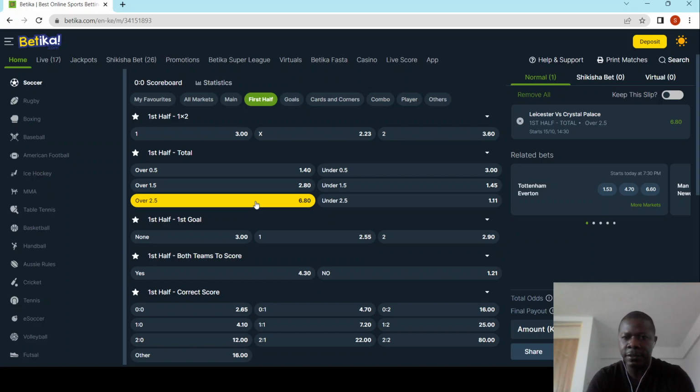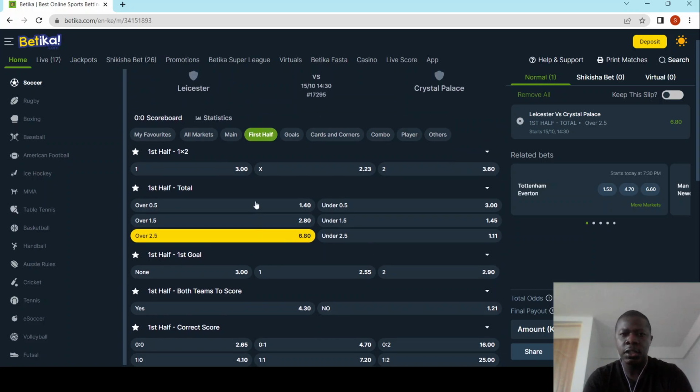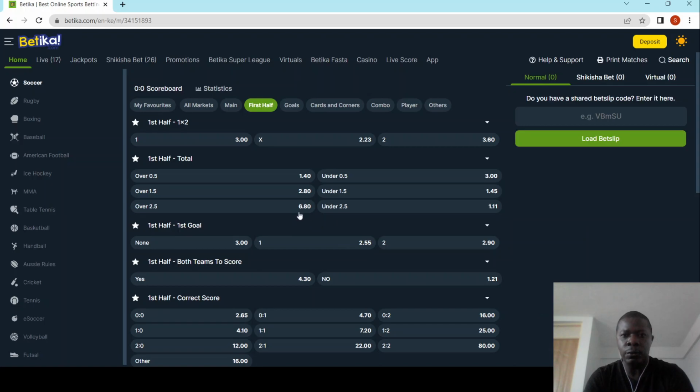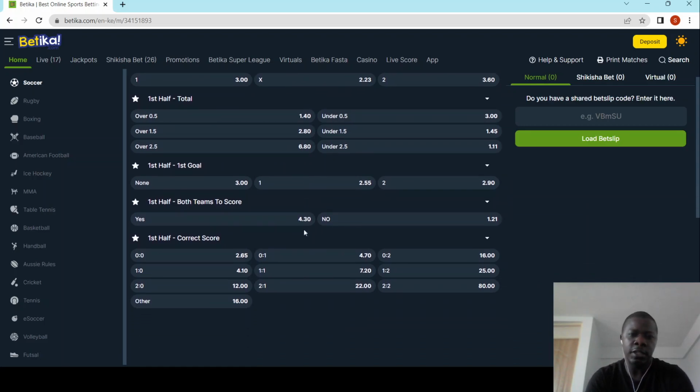and this game ends in first half with over 3 goals, then this 6.80 you multiply by the amount you had staked. For example, if you had staked 1,000, then you're having almost 6,800 shillings. But it is a difficult one to predict. I wouldn't say you go for these ones if you're a beginner. First of all, start with the over.